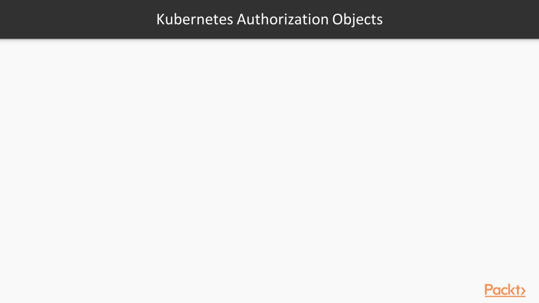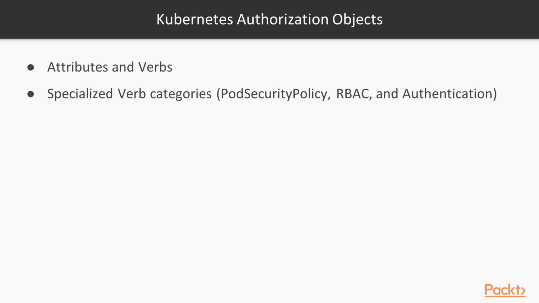Related to authentication is authorization. Authorization takes the form at a high level of attributes and verbs. Attributes can include things like user, group, service account, or object type. Verbs would be specific actions that you can do with those object types. For example, you can use put, post, get, patch, and delete, which are HTTP verbs, or you can also use specialized verb categories such as pod security policy, RBAC, and authentication. RBAC is specifically the category that we're going to be interested in looking into.